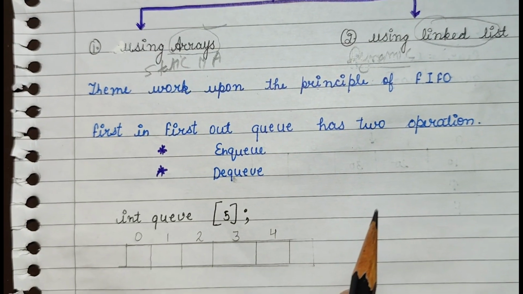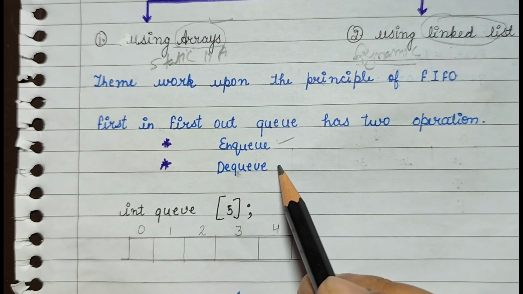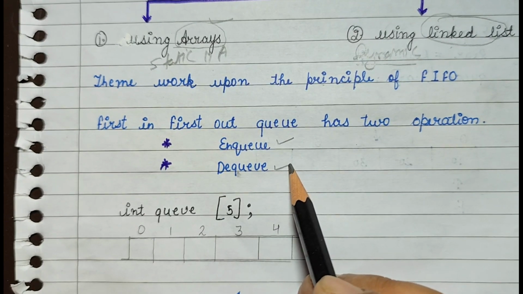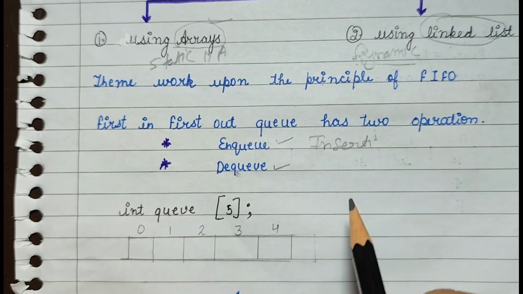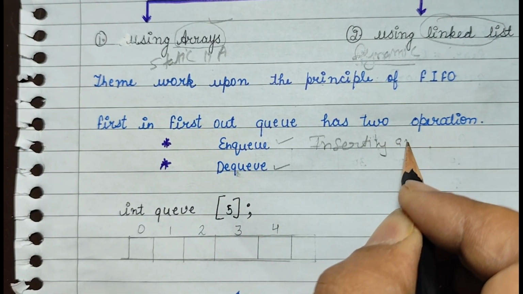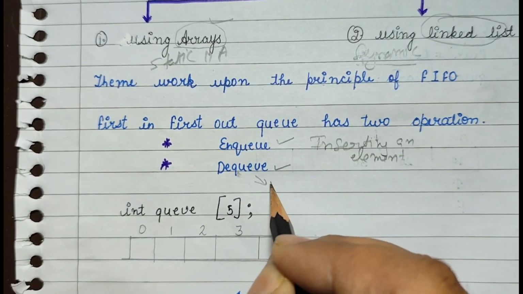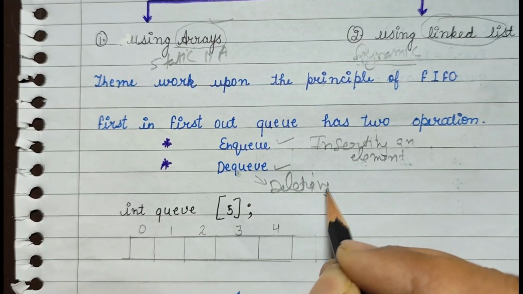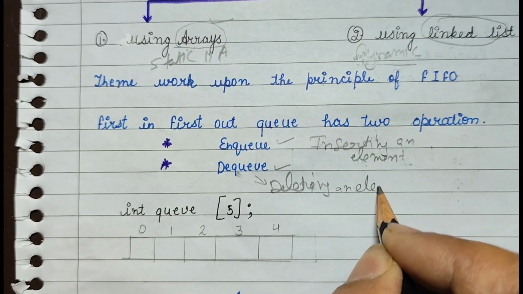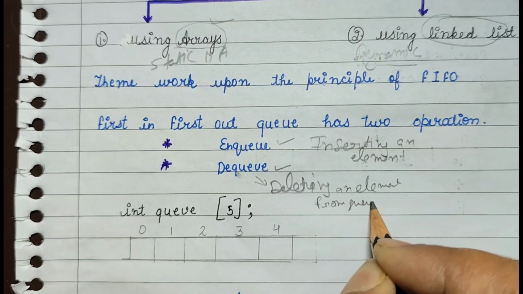Basically a queue has two operations. One is Enqueue, another one is Dequeue. Enqueue means insertion, inserting an element, and Dequeue means deleting an element from the queue. Okay.